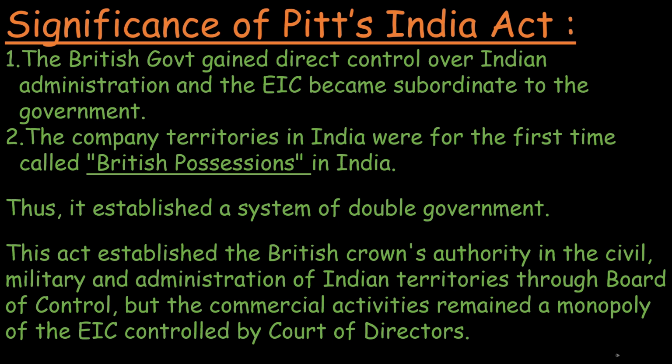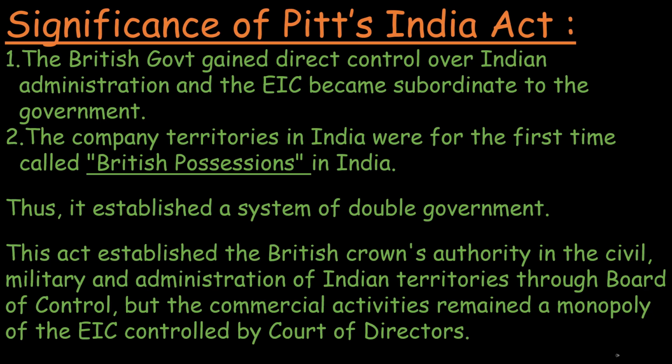Significance of Pitt's India Act. The British government gained direct control over Indian administration and the EIC became subordinate to the government. The company territories in India were for the first time called British possessions in India. Thus, it established a system of double government.